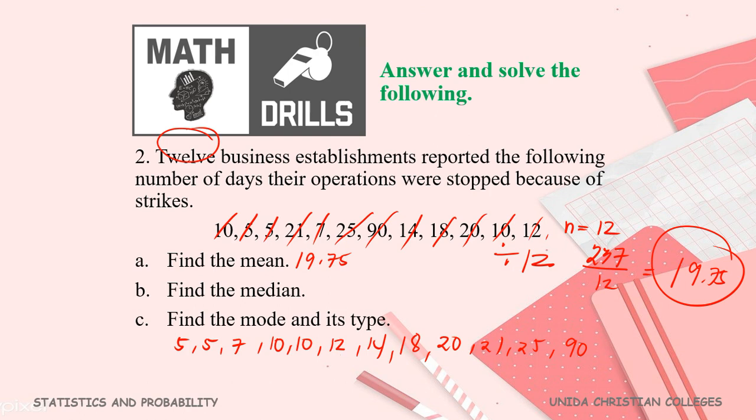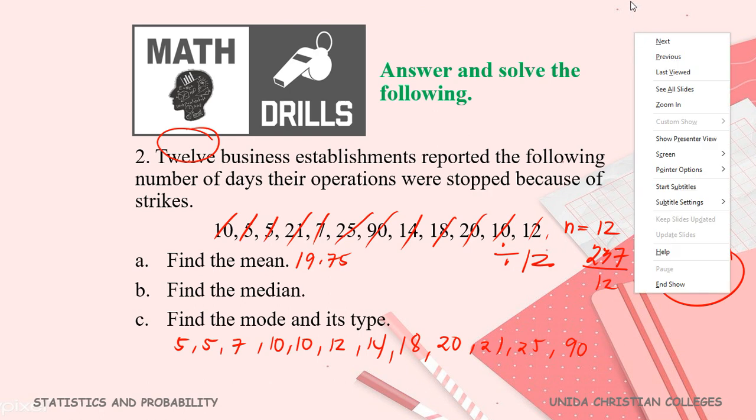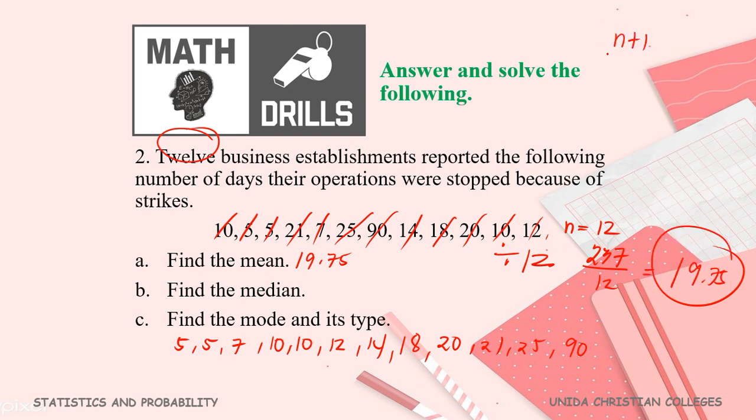Okay. Next is, we will solve for the median. So, kunin natin si formula. Ang formula po natin ay n plus 1 divided by 2. So, ano ang n natin? 12 plus 1 divided by 2. So, that is 13 divided by 2, which is equal to 6.5 score. So, ang ating median po ay nasa pagitan po ng pang 6 value at pang 7.